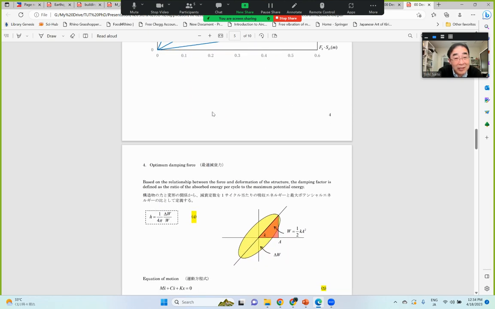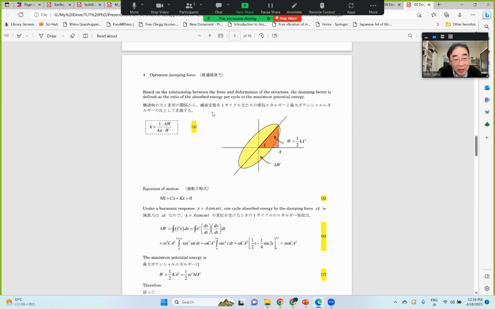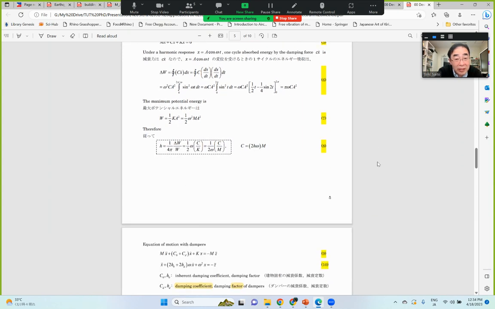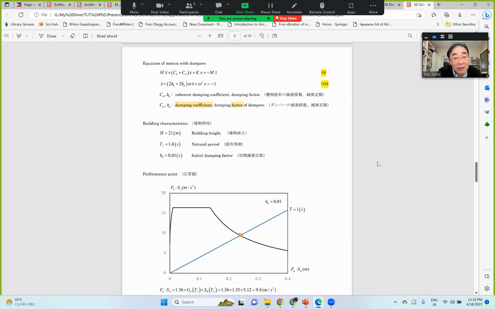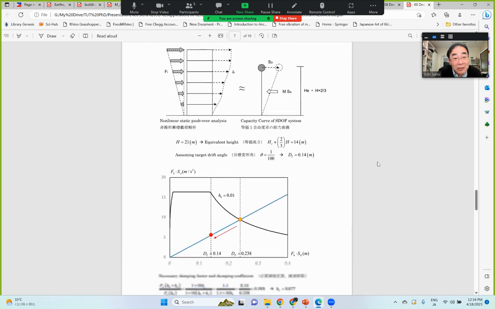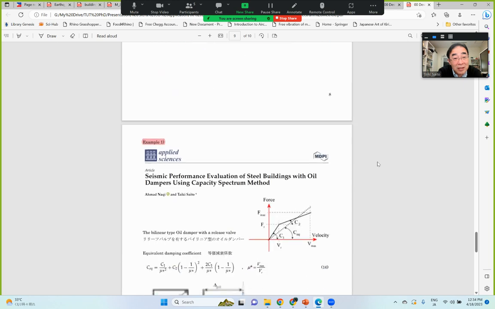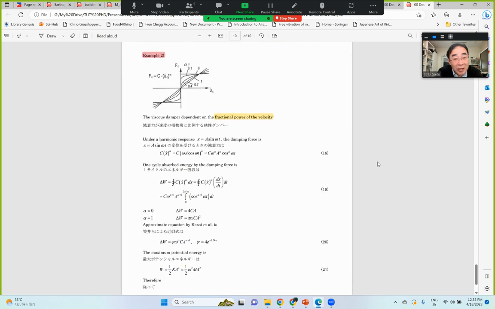Yes. And yeah, this is a definition of equivalent damping. And in case of viscoelastic, could you go down? Here. Could you go down more? Yeah, this one. Okay. In case of this, could you magnify a little bit?